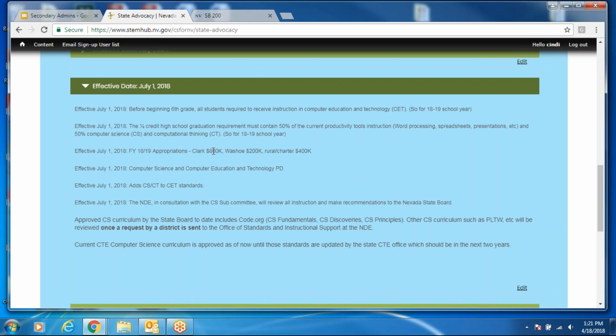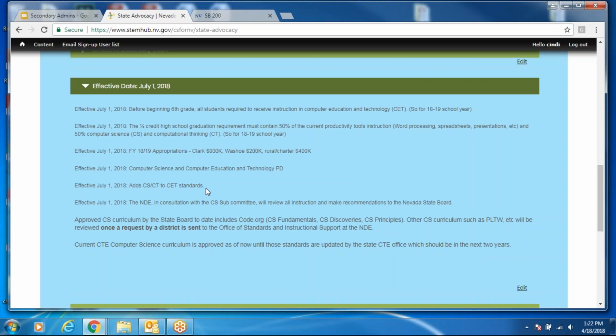Appropriations for this coming year, FY19: Clark has $800,000, Washoe has $200,000, and now the rural charters have $400,000, so it increased. Also effective, computer science and computer education and technology professional development has to occur, and that's already been occurring. Effective this July also adds computer science computational thinking to the computer education technology standards.